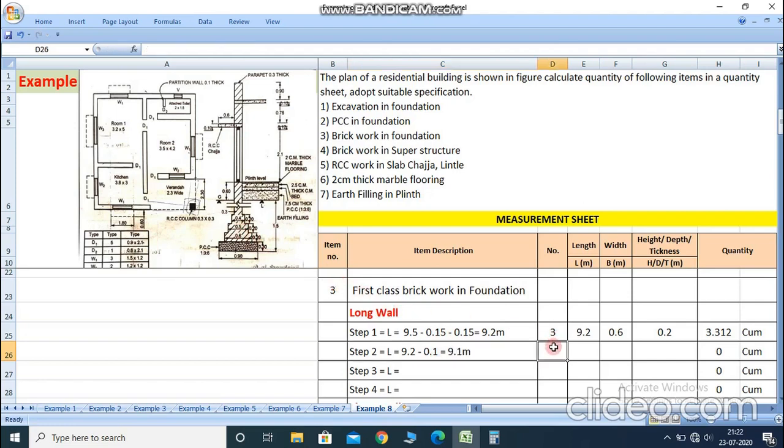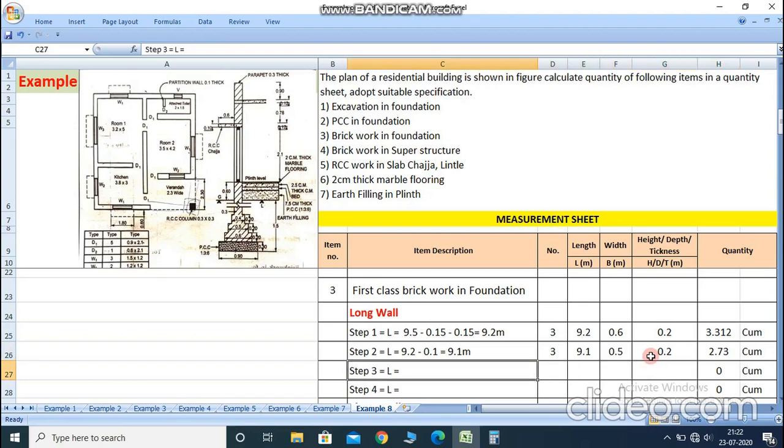So here the number of walls is 3. Write here 9.1. Width is 0.5. Why do we write 0.5 here? Because we calculated the step 2 length. So 0.5, and then the thickness is given as 0.2. So here 2.73 cubic meter is the answer.